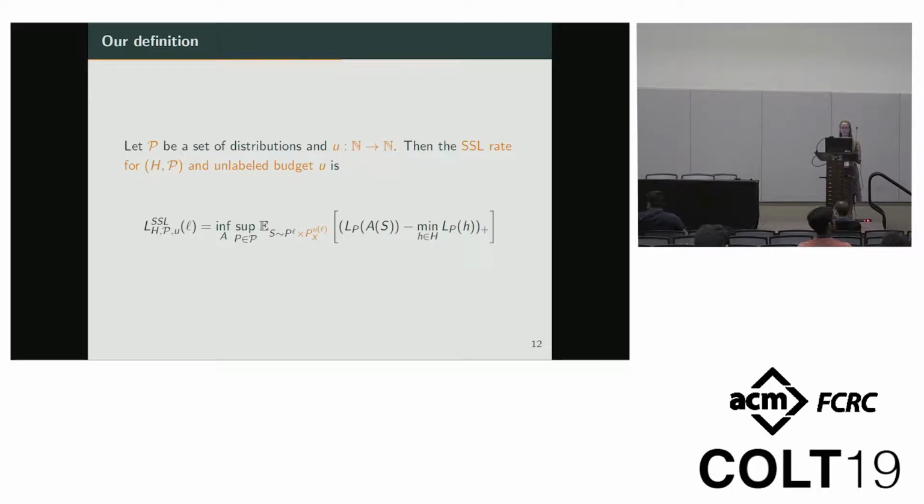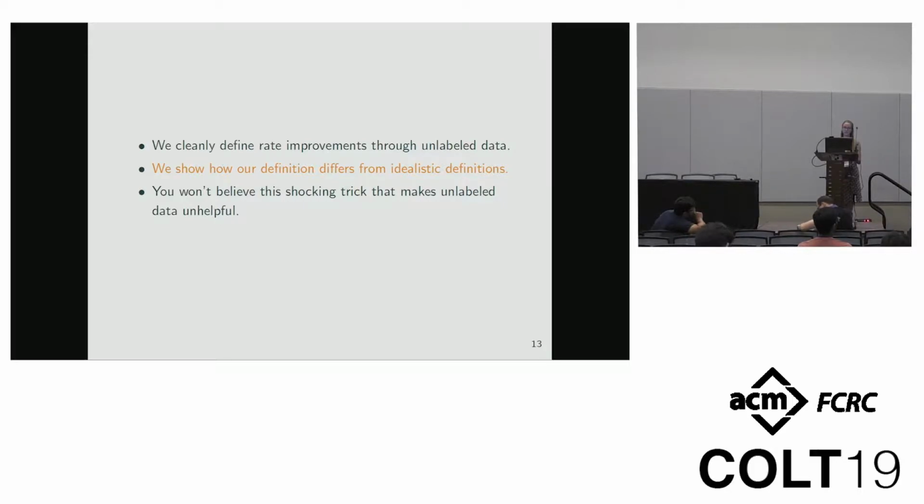And then the semi-supervised minimax rate with this unlabeled budget is the best possible algorithm, the worst possible distribution in our assumption set P, and we assume that our algorithm receives a labeled sample of size L and unlabeled samples of size U of L from the marginal distribution of the data.